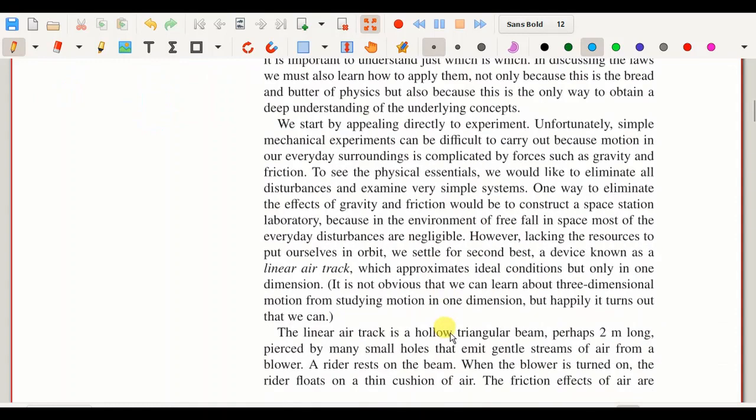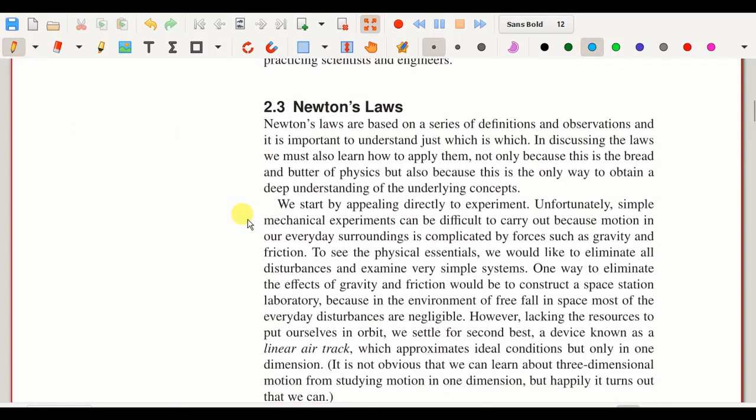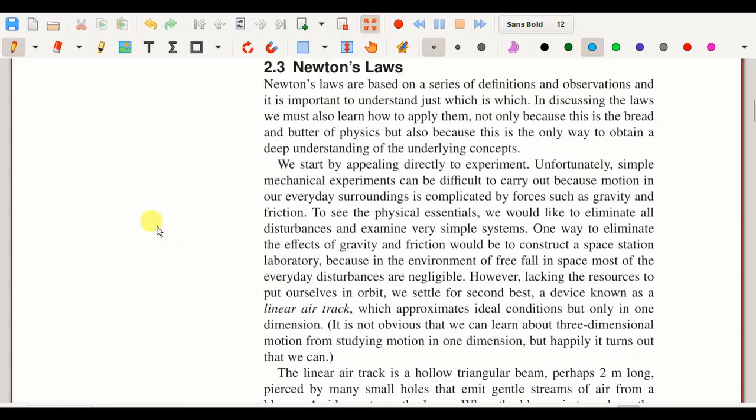Now we came to section 2.3, where we are going to analyze what the Newtonian equations are. Okay, so let's start. Newton's laws are based on a series of definitions and observations, and it is important to understand just which is which. In discussing the laws, we must also learn how to apply them, not only because this is the bread and butter of physics, but also because this is the only way to obtain a deep understanding of the underlying concepts.